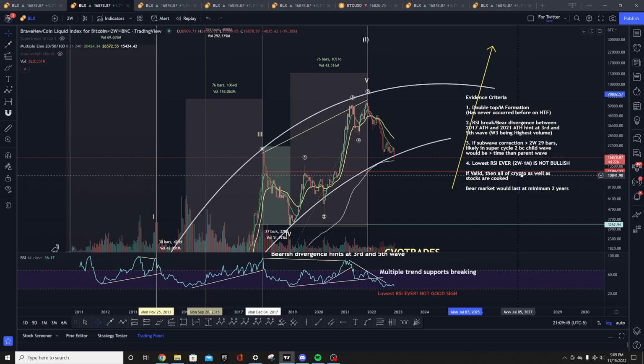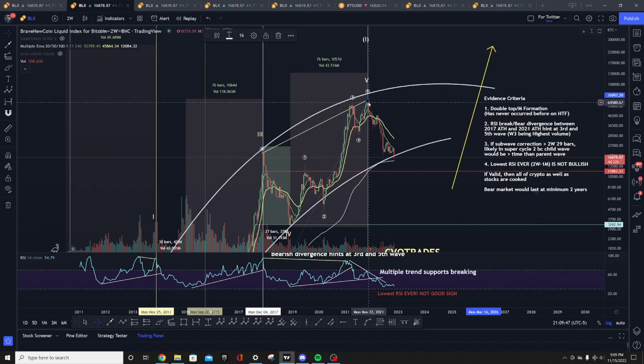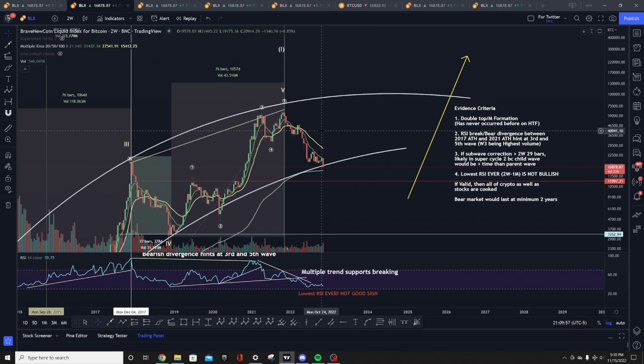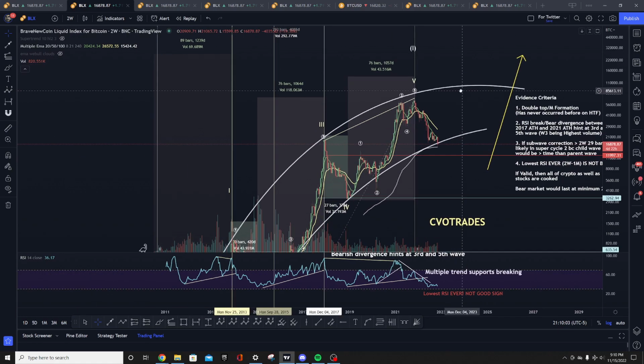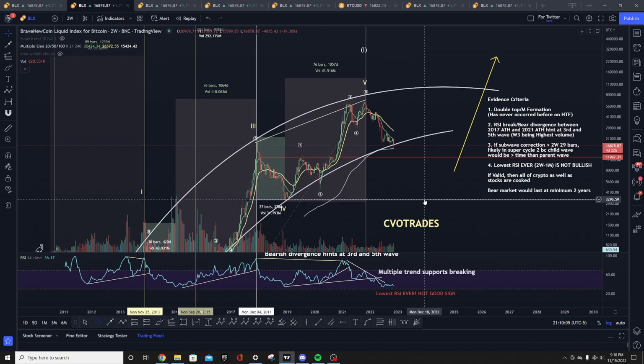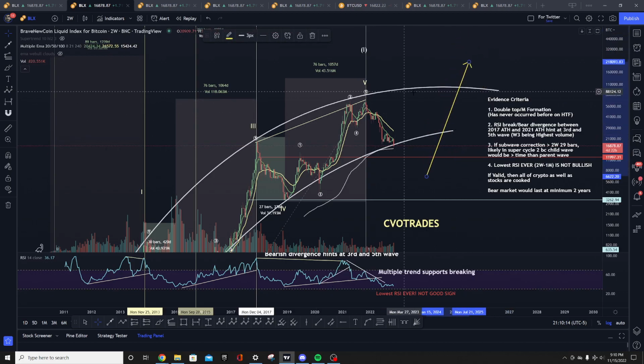If valid, then all of crypto and stocks are cooked, and that's when I posted this in, I don't know, March of 2022. So where's that? Yeah, sometime around here, and then it died. Okay, so if this is the case, then we're going to see some levels we don't think are possible. Sailor is going to get liquidated. So this would be my bearish alternative. Or if I had a bearish count, this would be the primary.